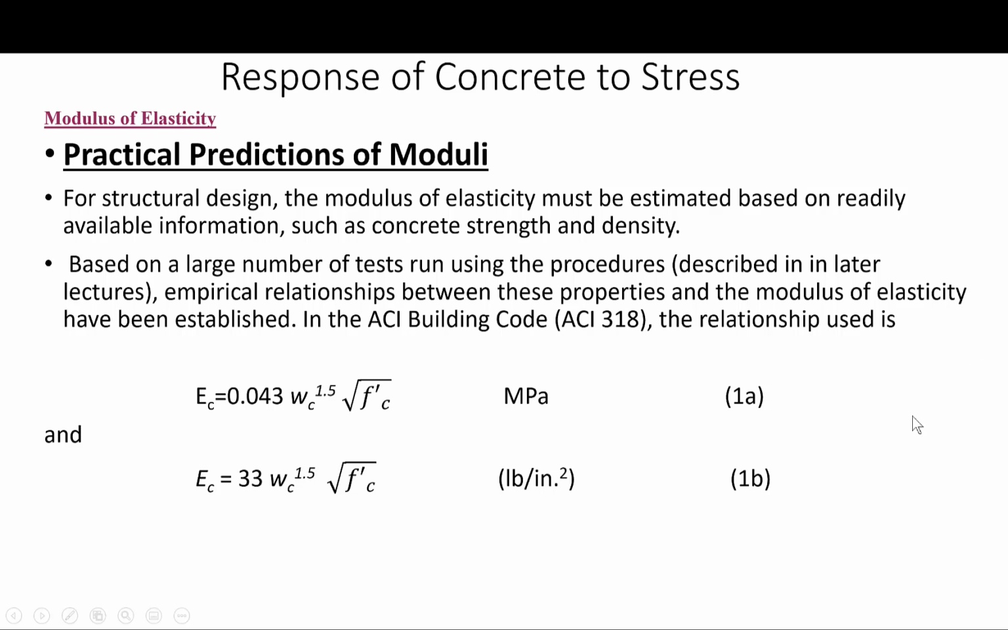Equation number 1, or I refer to it as 1A because of the different units. This is for SI units, where the modulus of elasticity of concrete can be determined from this relationship here. And for foot-pound or inch-pound units, it can be determined from equation 1b. So all you need is the unit weight of the concrete and the f prime c, which is the compressive strength of the concrete.